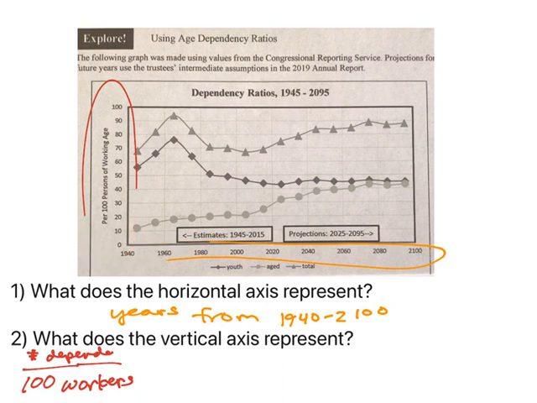So just to clear it up, if we're looking at this one here, it's a circle. So we're looking at age dependency ratio. It looks to be about, what, maybe 11. So it'd be 11 over 100. So 11 dependents for every 100 workers. That's how to read this graph.